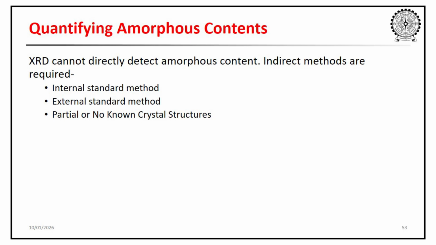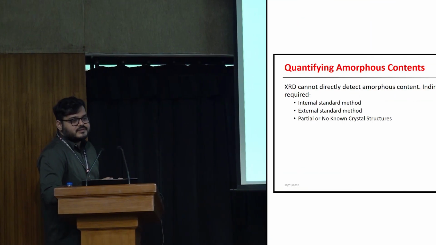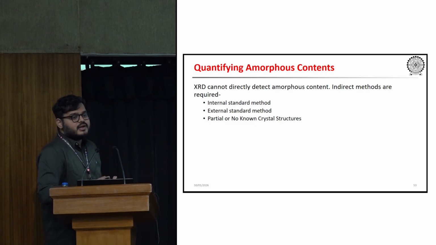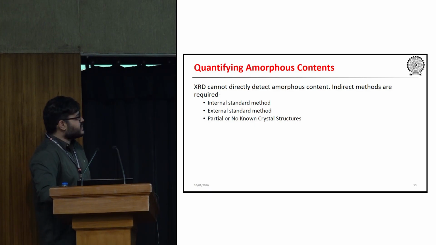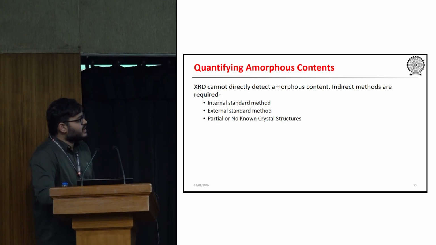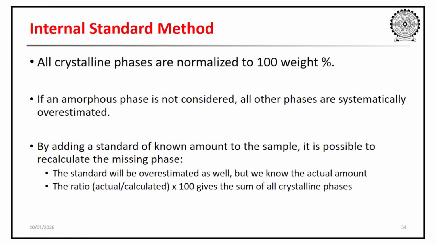The other problem which we face when we come into a cementitious system is that our hydrated cement is going to be a mix of amorphous phases such as CSH gel, your SCMs, etc., and some crystalline material like your C3S, C2S, etc. Right? So there are different methods available, such as your internal standard method, your external standard method, and your partial or no known crystal structure method, also known as the PONCKS method. So we'll discuss quickly what the internal standard method and external standard method are.